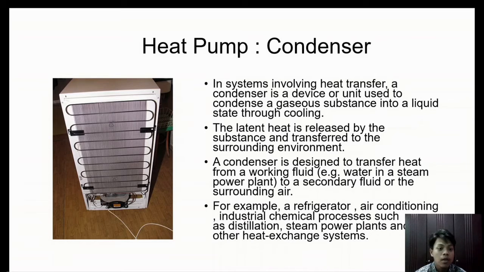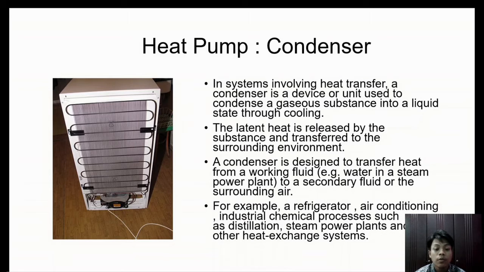Second, a condenser is designed to transfer heat from a working fluid, for example water in a steam power plant, to a secondary fluid or the surrounding air. For example, something that everyone has at their home is a refrigerator. A refrigerator uses a condenser to get rid of heat extracted from the interior unit to the outside air.